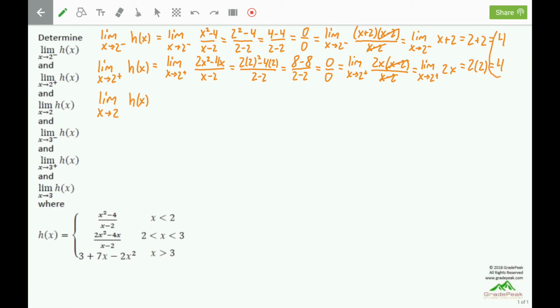So now we can compare the results of the one-sided limits, the left side and the right side. Both of them came out to a 4, and therefore our two-sided limit will be that same value, 4.